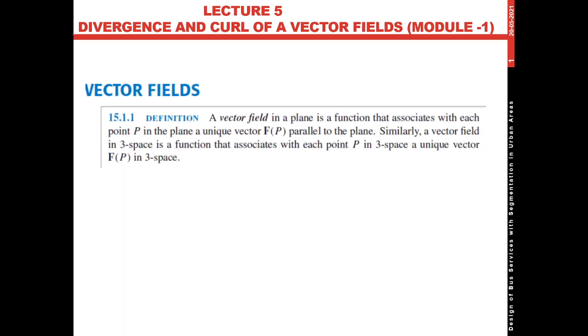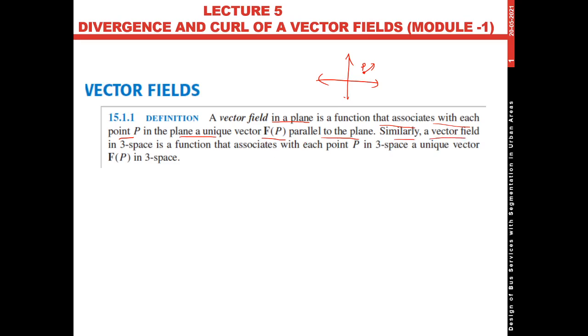A vector field in a plane, that means a two-dimensional surface, is a function that associates with each point P in the plane a unique vector f of p parallel to the plane. So for each point, we associate a unique vector. Then we say that it is a vector field.